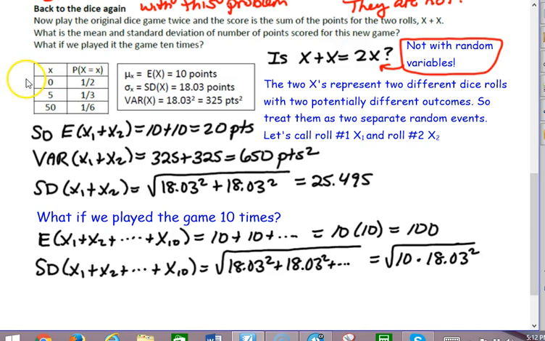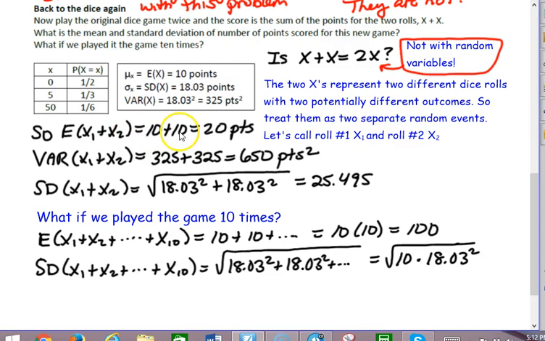If I rolled a 1 and got a 0 score out of that, and then rolled a 6 for my other roll and got a 50, X plus X could be 0 plus 50, or 0 plus 0, or 50 plus 50, or 50 plus 0. So there are all different combinations of X plus X. So X plus X does not equal 2X in random variables. So we treat them as two separate random events. Let's call roll 1 X sub 1 and roll 2 X sub 2. So what we're really finding is the expected value and standard deviation of X sub 1 plus X sub 2, roll number 1 and roll number 2.